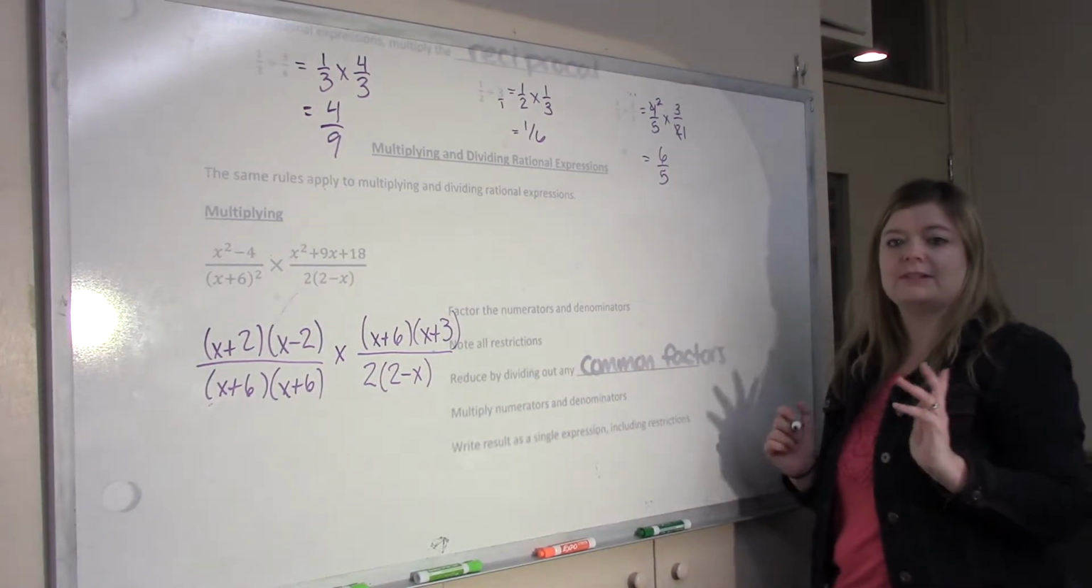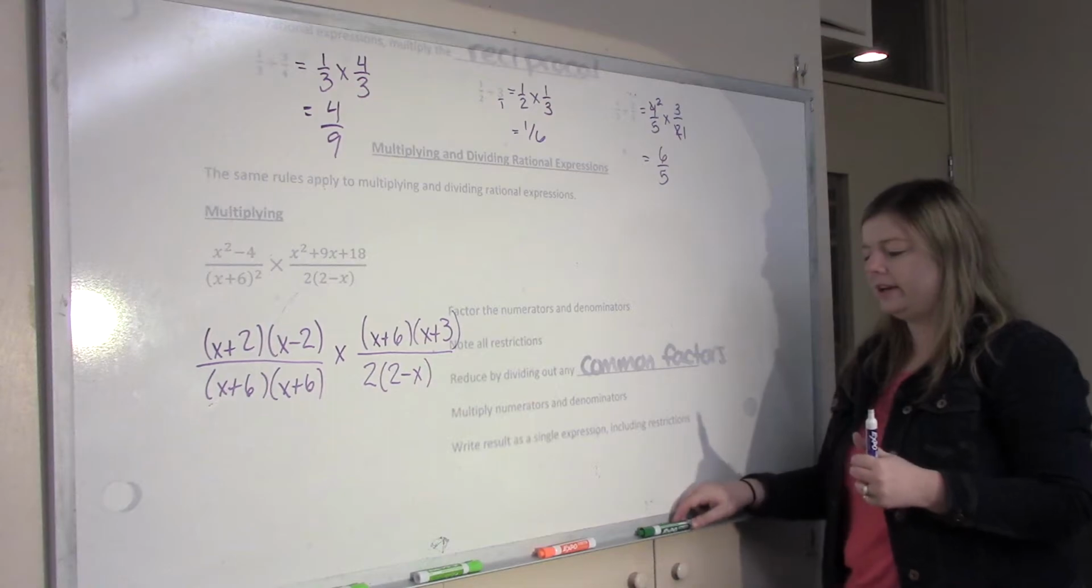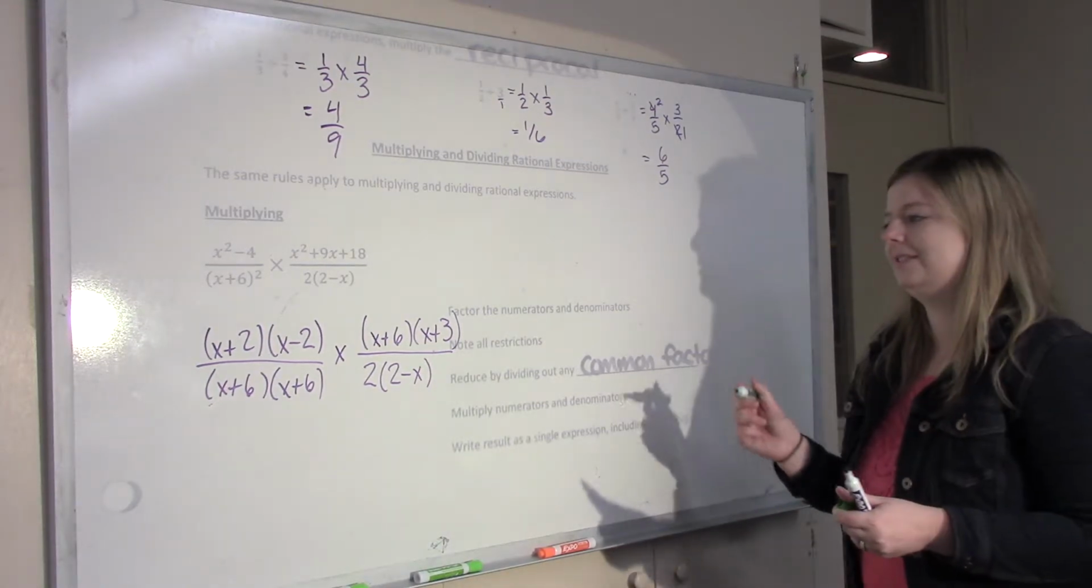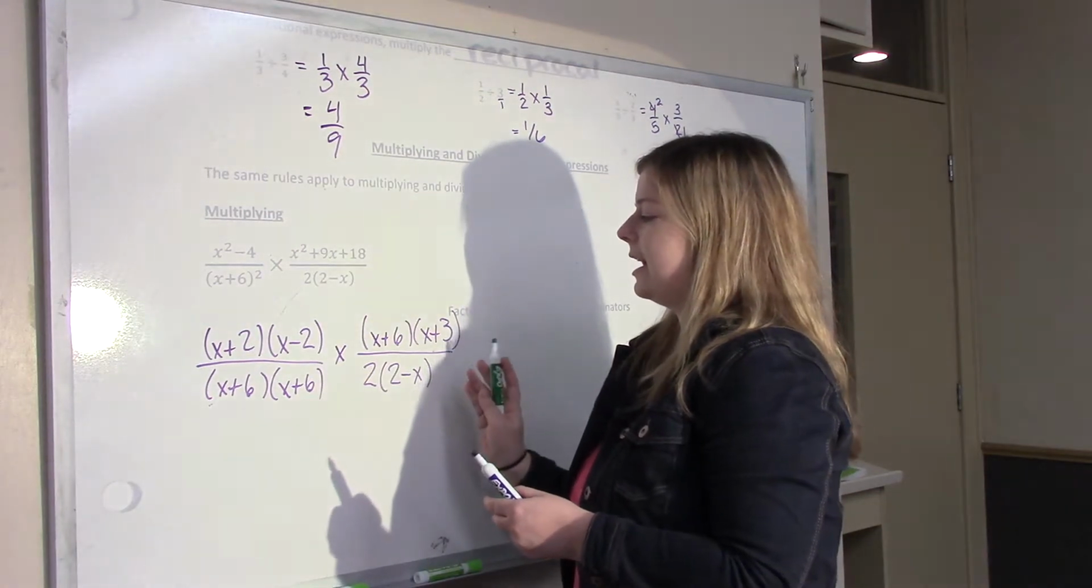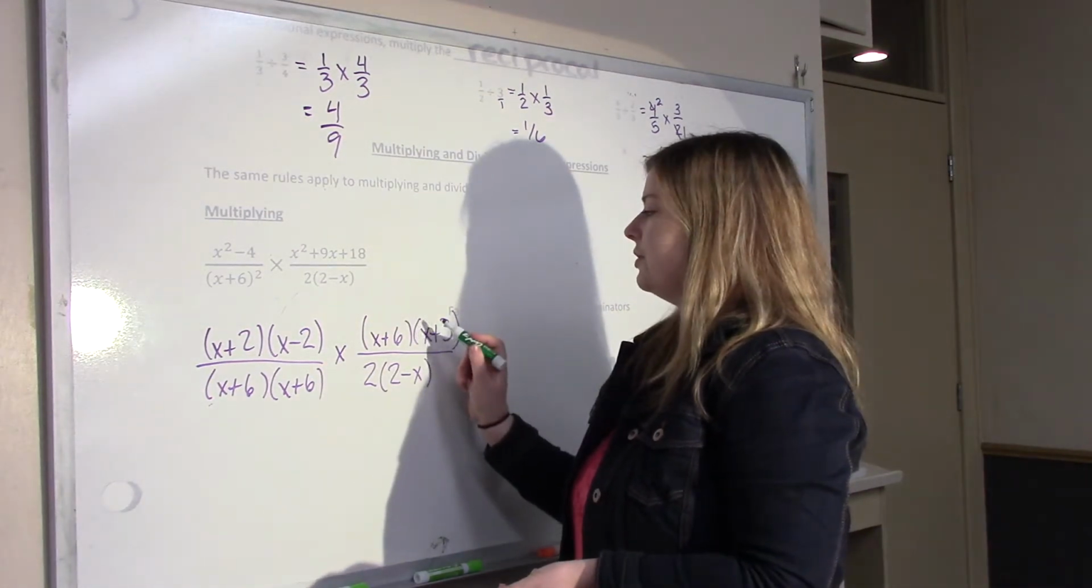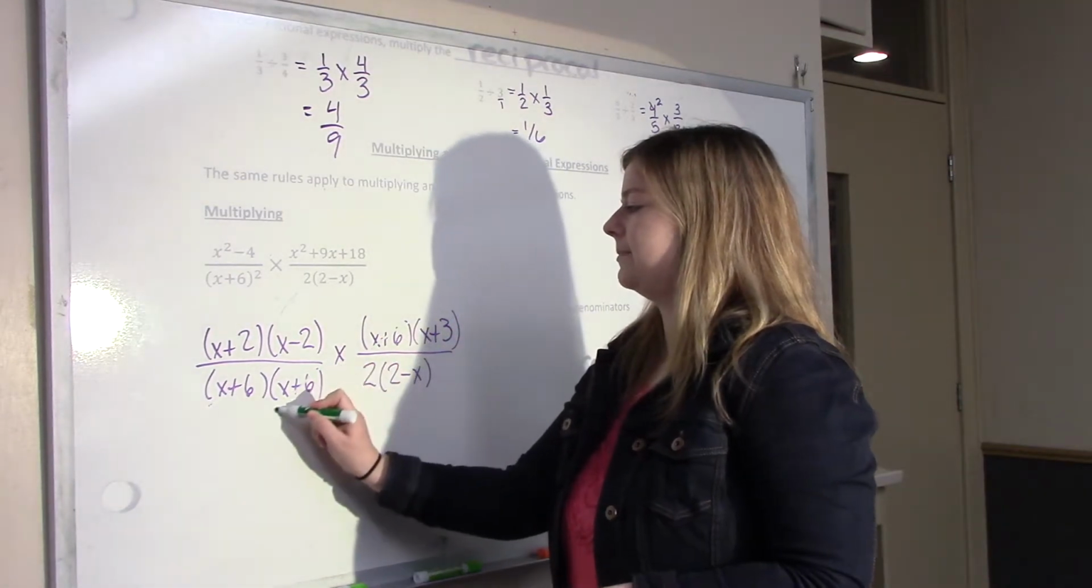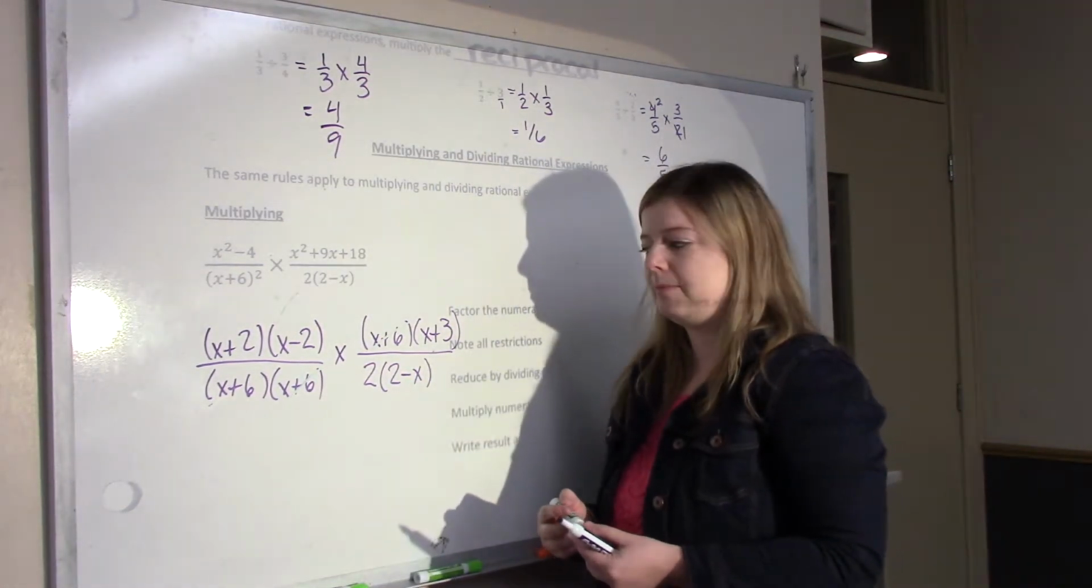So I call this, now it's time to slice and dice. Okay, so you can get out your slicer and slash away. Anything that's on the top can be slashed with anything that's on the bottom. So x plus 6 and x plus 6, but notice you can only take one of them.